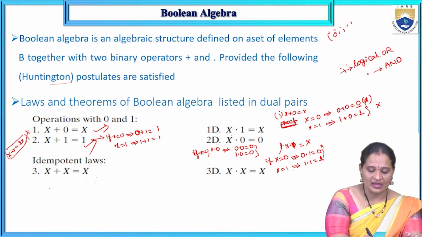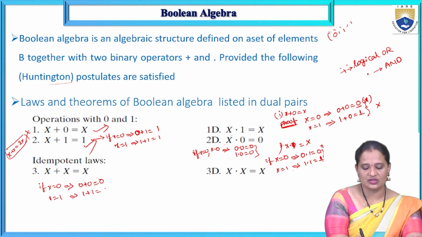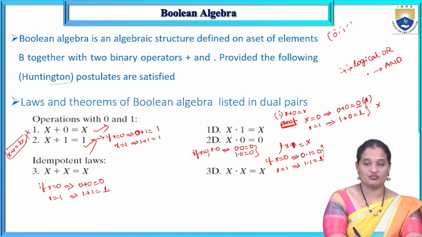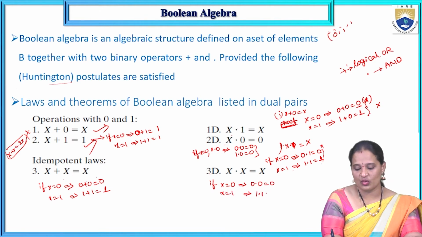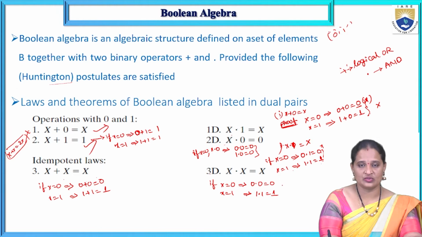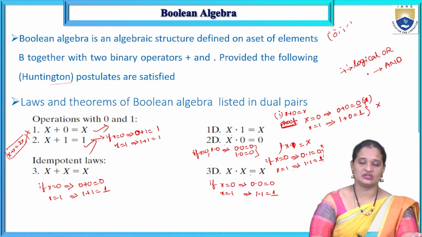For example, if x is equal to 0, then 0 plus 0 is equal to 0. Similarly, if x is equal to 1, 1 plus 1 is equal to 1. So in both cases, the output is equal to x. That is why x plus x is equal to x. Similarly, if x is equal to 0, then 0 dot 0 is 0, and if x is equal to 1, 1 dot 1 is equal to 1. So in this case also, whether x is 0 or 1, the output is equal to x. That is why x dot x is equal to x.